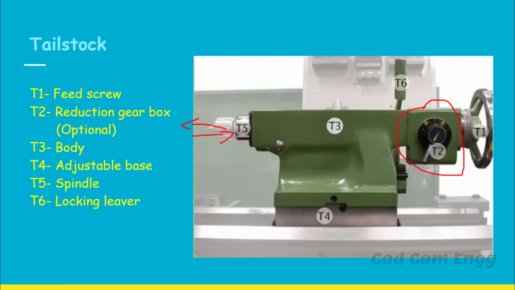T5, we already saw, is the spindle. T6 is a lock lever. Sometimes we need to move this tailstock near to the headstock. After moving, we use T6 to lock the movement of the tailstock.